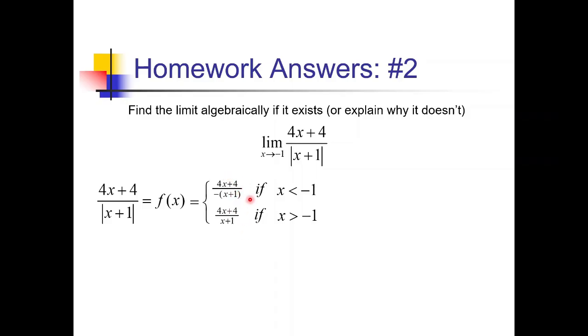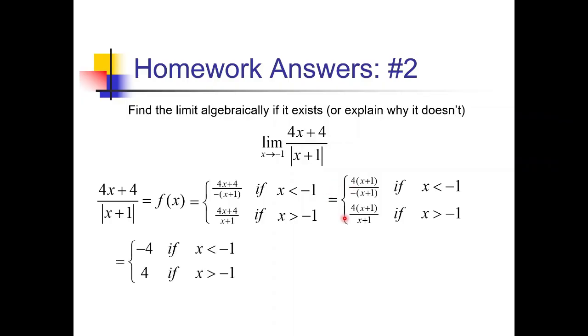So I'm going to first factor a 4 out of the numerator in each of these rules. That'll leave me with an x plus 1. The benefit of doing that is that I can now cancel out the x plus 1's to get rid of that problem. So I'll end up with reduced rules of negative 4 and positive 4.